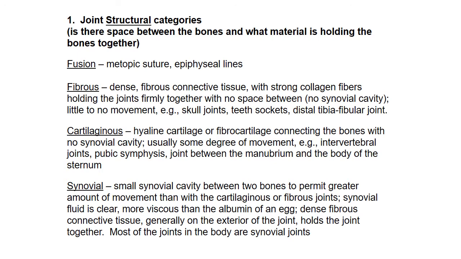And then there's dense fibrous connective tissue on the outside of the joint, holding the joint together, and that makes what's called an articular capsule. It's fibrous connective tissue all around the outside of the joint that makes a capsule around the joint and helps hold it all together. And joints are held together not only by cartilage and ligaments holding the bones together, but they're also held together by the muscles and tendons that are around the joint.